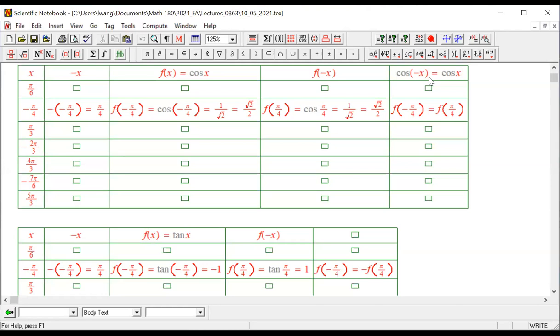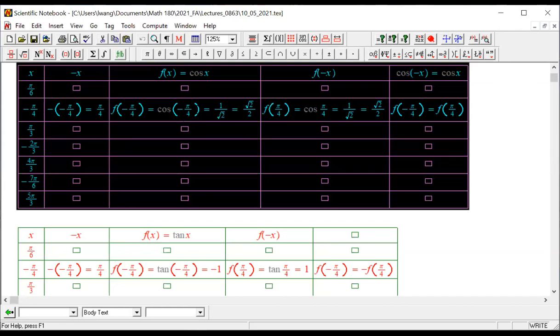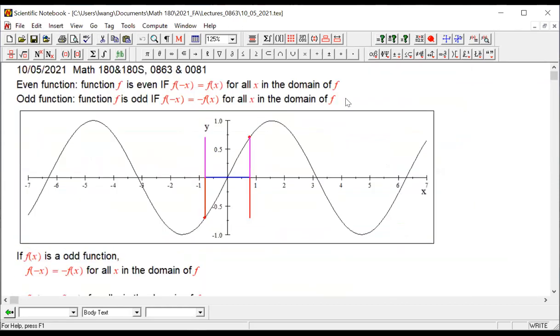So what does it mean? It means that if the inputs are opposite, the outputs are the same. That's the feature of cosine. Okay, so let's bring this over up there. You guys still need to do the homework, okay?